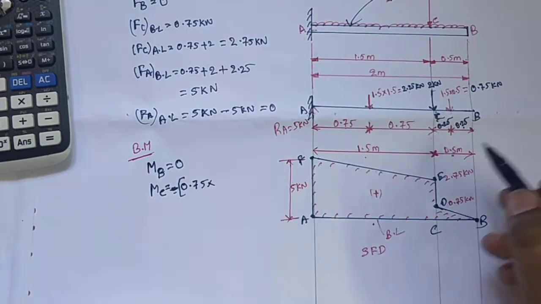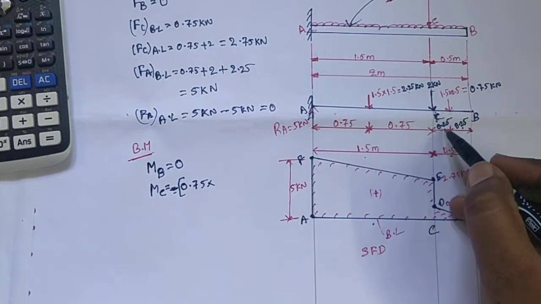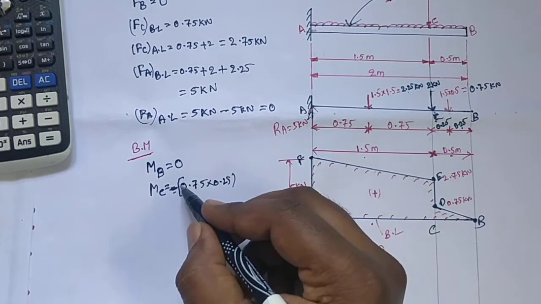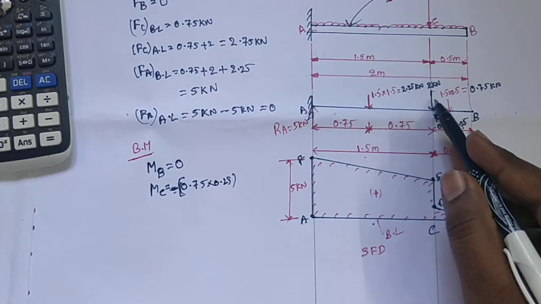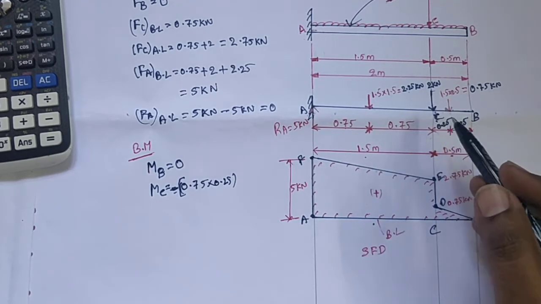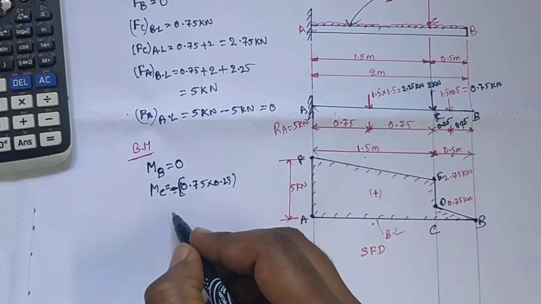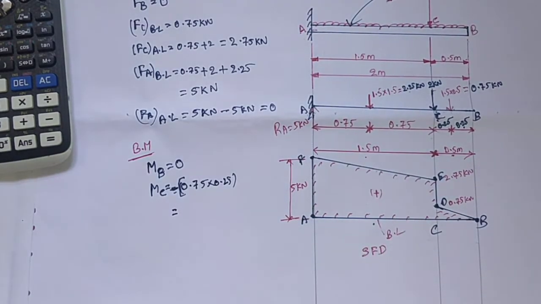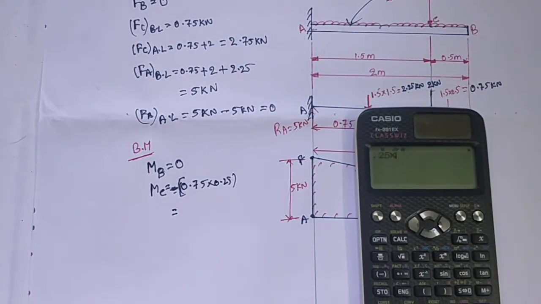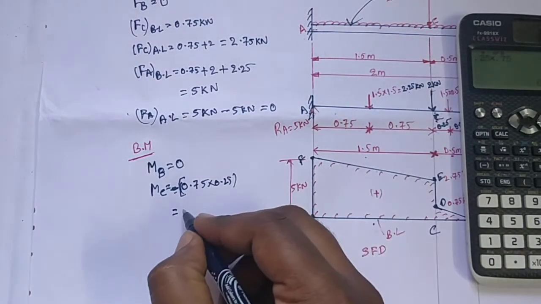0.75 into distance from this load to point C is 0.25. Similarly here acting one more load, but the distance from the 2 kilonewton load to point C is 0, so it becomes 0. Therefore the bending moment at point C is 0.25 into 0.75. Here the value is 0.1875.